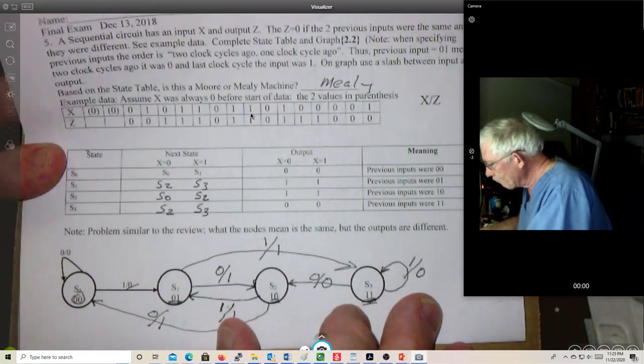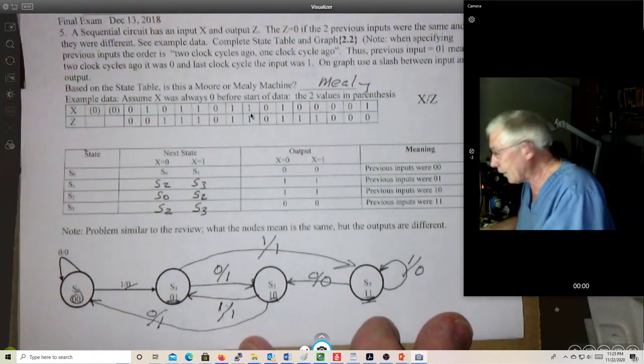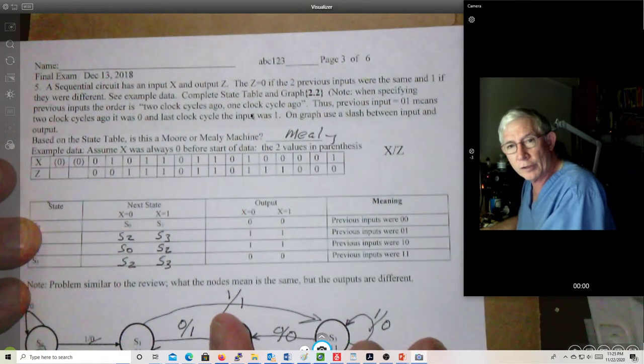All right. Okay? Any questions about that? So if you don't understand that, replay the tape, reread the instructions so it totally makes sense to you.